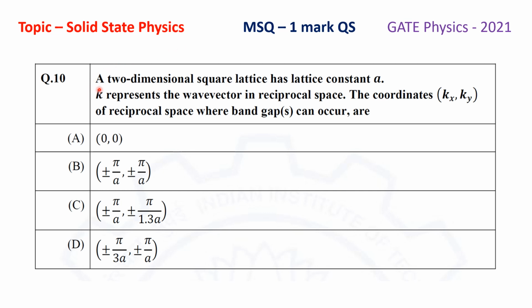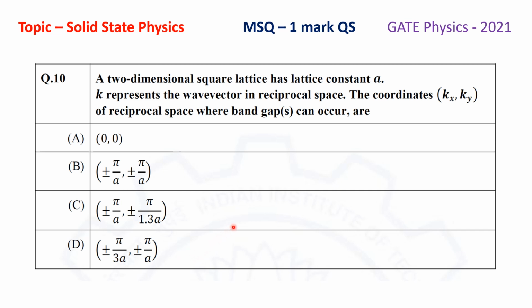The question is, a two-dimensional square lattice has lattice constant small a. K represents the wave vector in reciprocal space. The coordinates kx, ky of reciprocal space where band gap or band gaps can occur, those are: option A is at 0, 0, that is at origin; option B plus minus pi by a, plus minus pi by a; option C plus minus pi by a, plus minus pi by 1.3a; and the last option, option D, plus minus pi by 3a, plus minus pi by a.